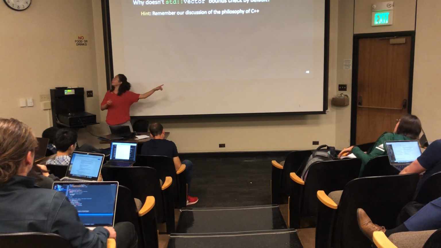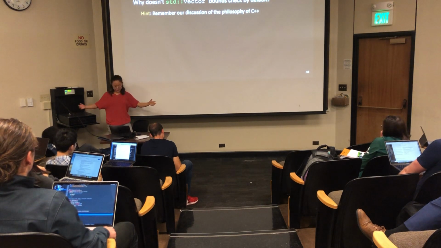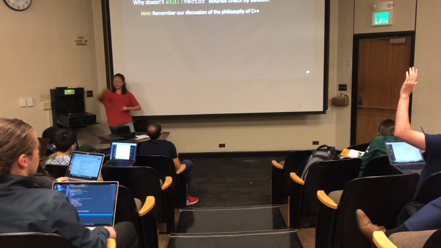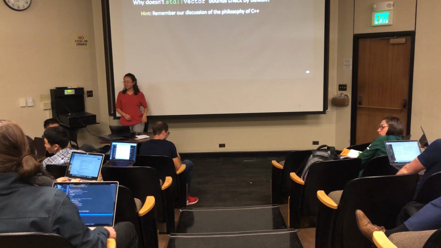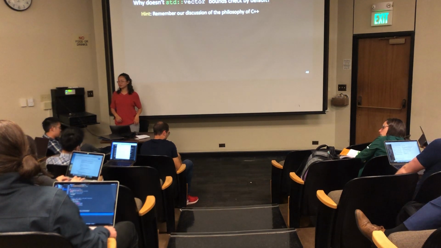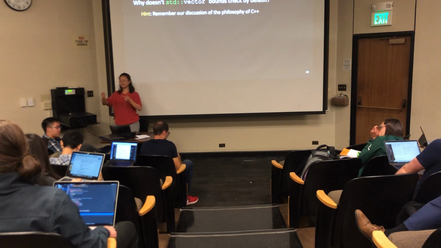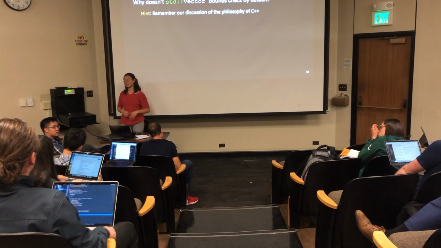All right, so one question I want to ask you guys, why doesn't the standard vector bounds check by default? Does anyone have a quick guess of that? Yes, in the back. Because if you write it out well and you are checking for that, or if you're sizing your stuff correctly, then you won't have to check for an error. Exactly. That's exactly right.